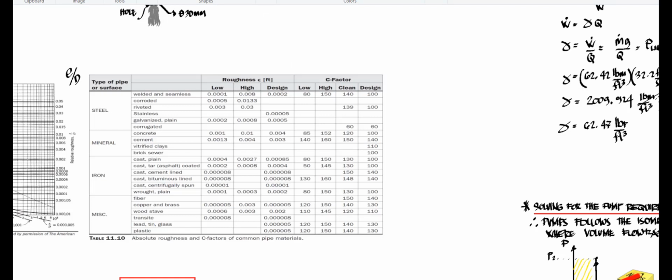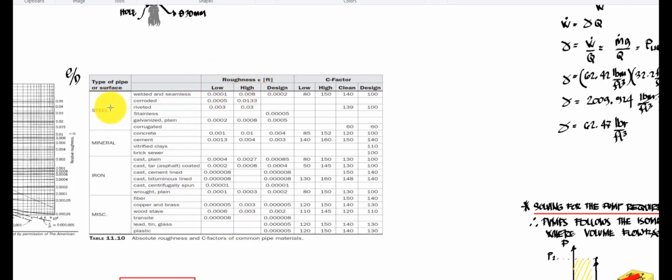So we have wrought iron pipe. Reviewing here from the table, we have the type of pipe or surface. We have the roughness, which is expressed in feet, and we have the same factor. We'll concentrate on this one.